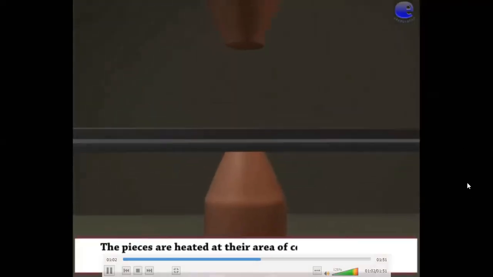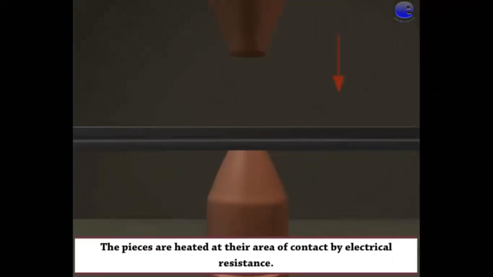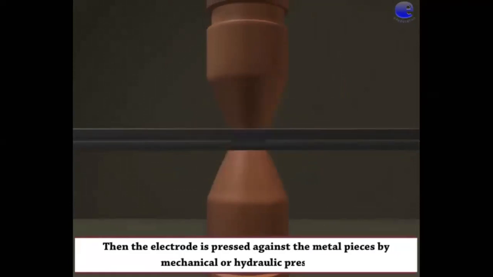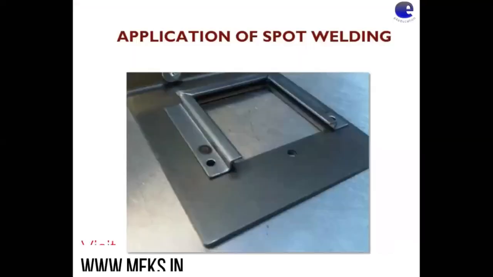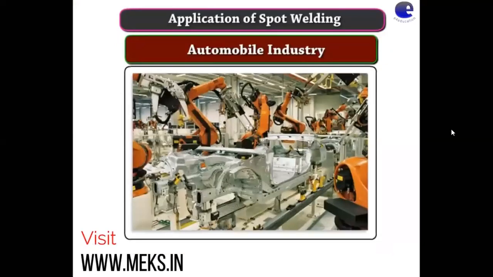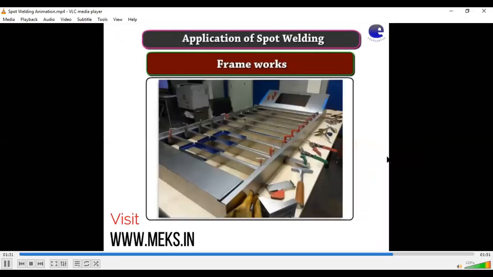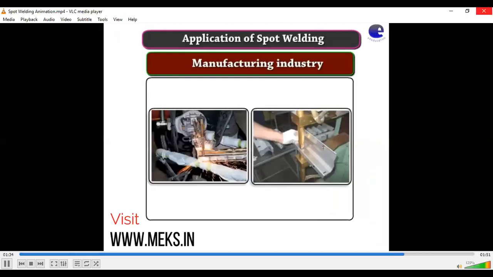So the pieces are heated at their contact by electrical resistance. As you can see, this is the way the mechanical pressure is created. It can be created by mechanical pressure or maybe by some hydraulic pressure. So this is the application of spot welding. Okay, let me get back to the slide.